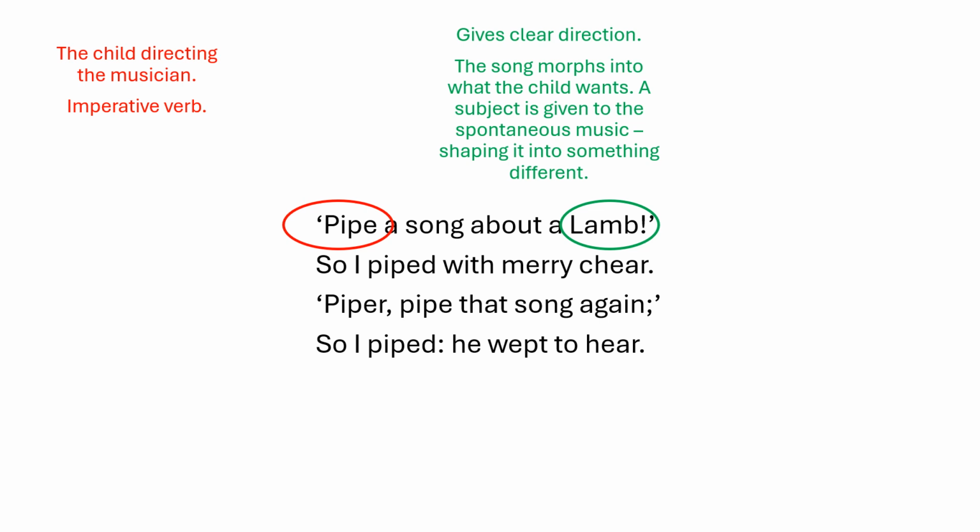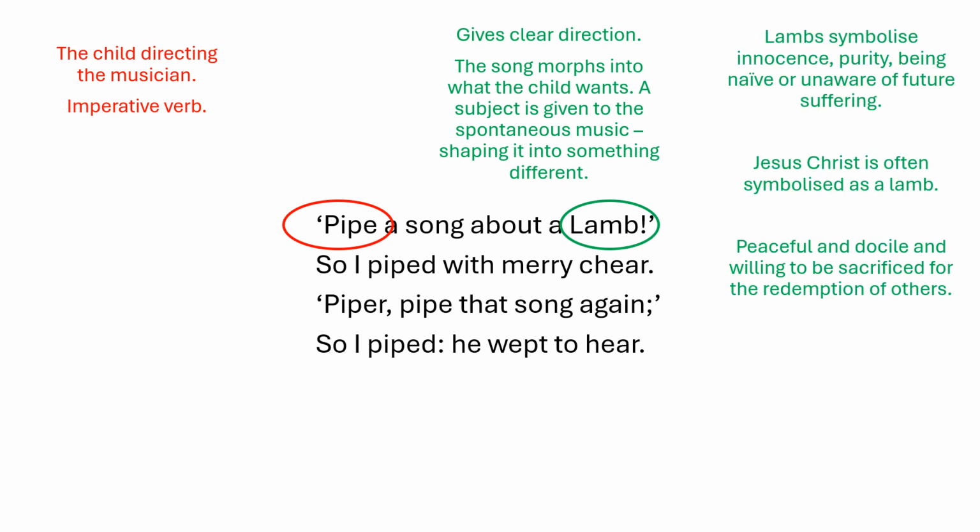And the imagery of a lamb has very clear associations and symbolisms and connotations. A lamb symbolizes innocence, which links back to the child we saw in heaven, of purity, and perhaps being naive as well, because lambs are unaware of their future suffering. We know what happened to lambs as they develop into sheep, but the lamb is completely not understanding of its own fate, of its own trajectory. It's that perfect euphoric state of innocence.